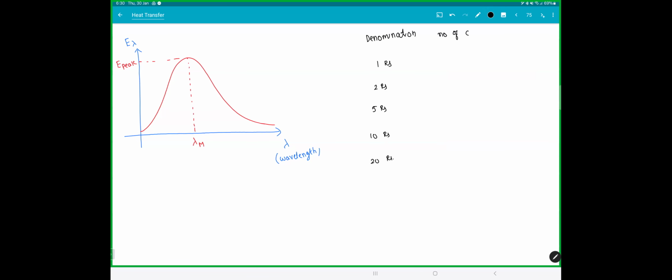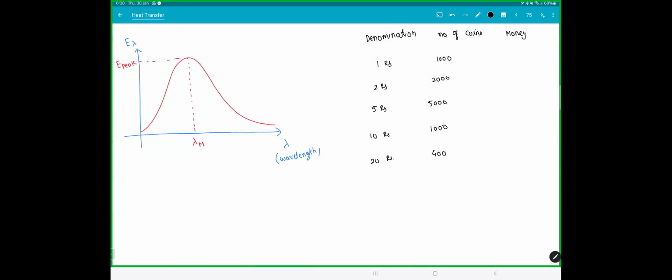This is the number of coins. This is the money that you have. So let's say you have 1,000 coins, you have 2,000 coins, you have 5,000 5 rupee coins, you have again 1,000 10 rupee coins, and let's say you have maybe 400 20 rupee coins.